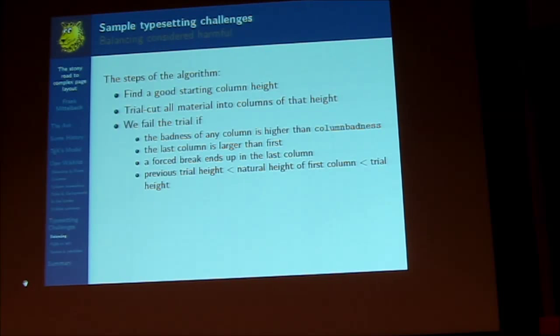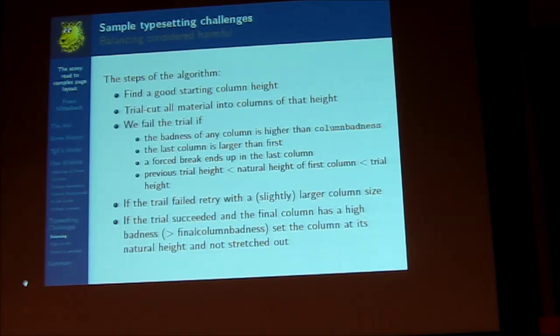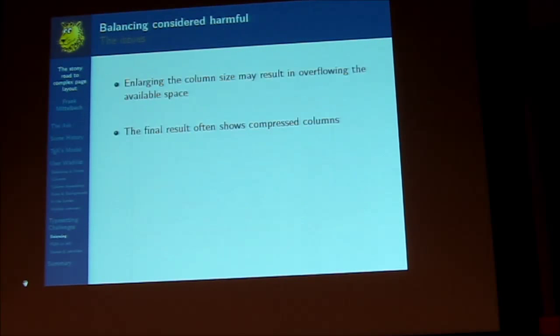If certain other things are happening, then it's also a failure. For example, if you have a user forced break which never got used because it ends up in the last column, you did something wrong, those kinds of things. If you fail, you retry with a slightly larger column length and you do it again. If you succeed, there's some final thing to do: look at the last column and decide whether there's enough material to actually spread it out or not. So that's roughly what happens.